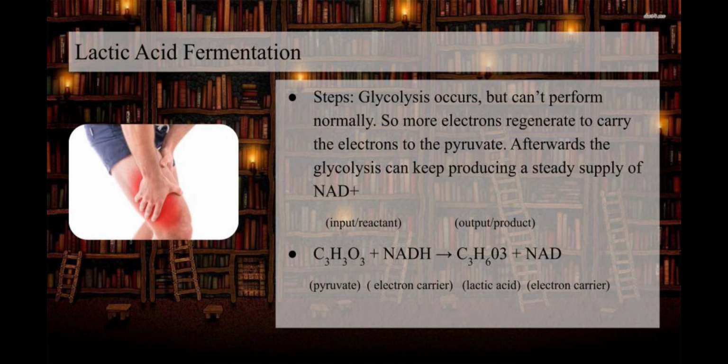Steps: glycolysis occurs but can't perform normally, so more electrons regenerate to carry the electrons to the pyruvate. Afterwards, glycolysis can keep producing a steady supply of NAD+. The inputs are pyruvate and electron carriers, and the outputs are lactic acid and electron carriers.